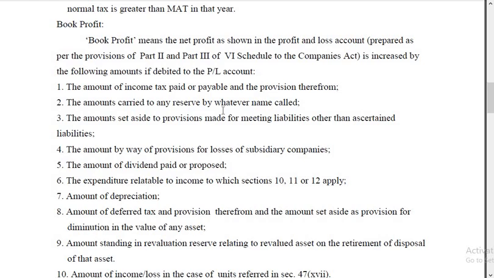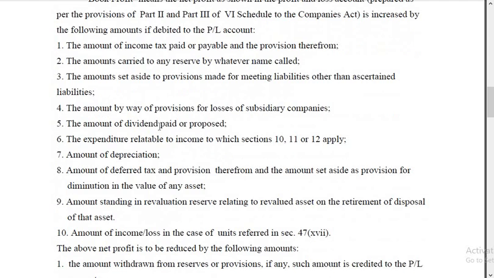Amount set aside to provisions made for meeting liabilities other than ascertained or known liabilities. So amount set aside to provisions, or provisions made for meeting liabilities other than ascertained liabilities, these are also to be added. Amounts by way of provisions for losses of subsidiary companies.